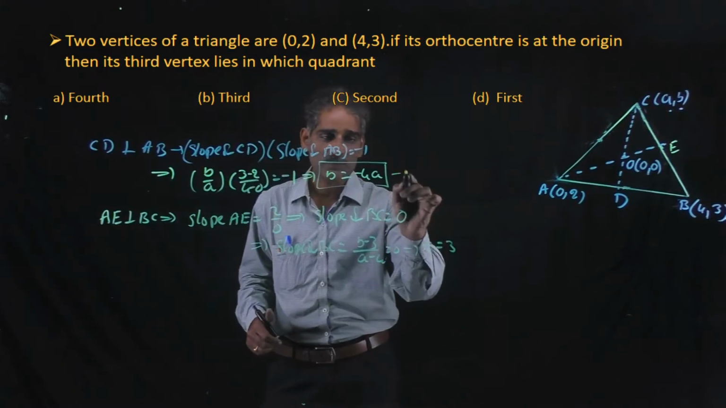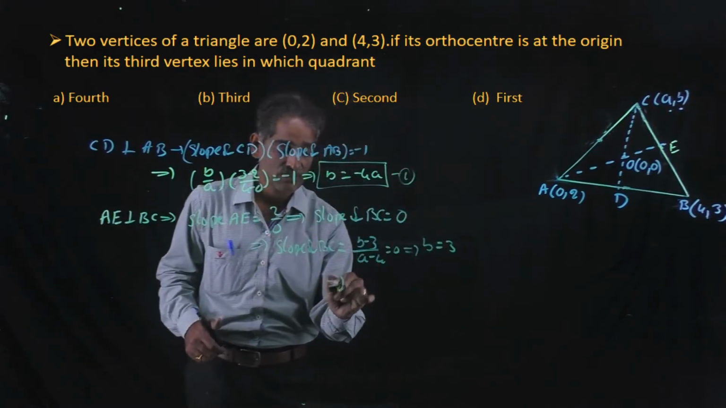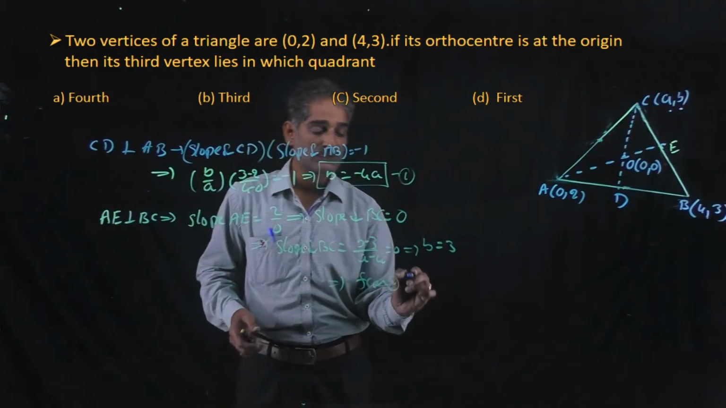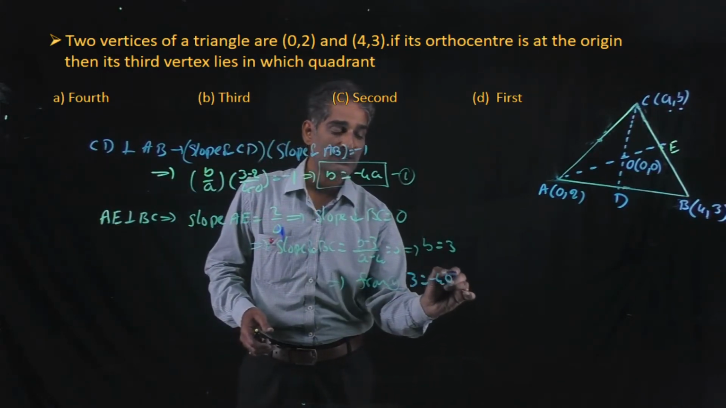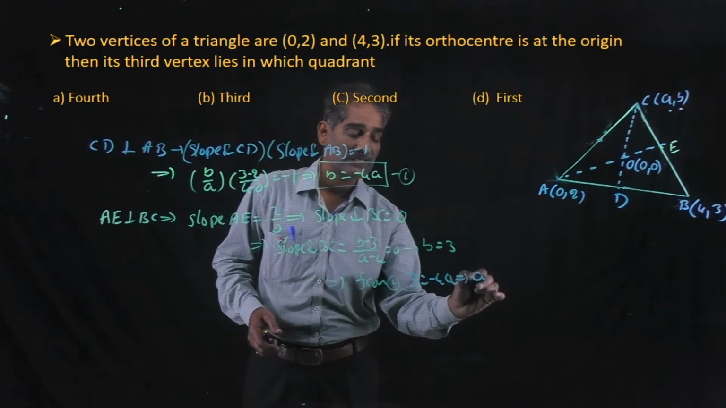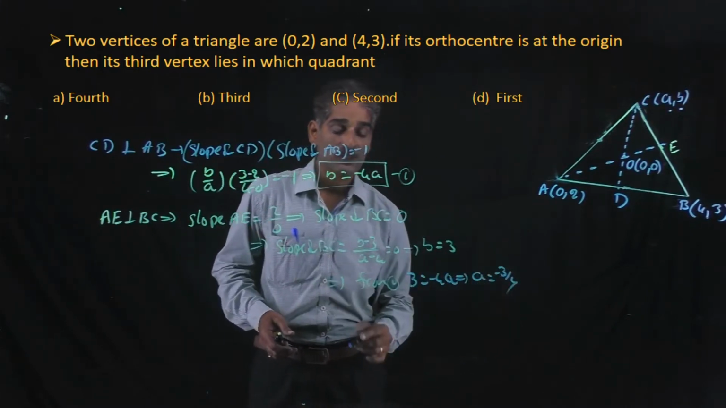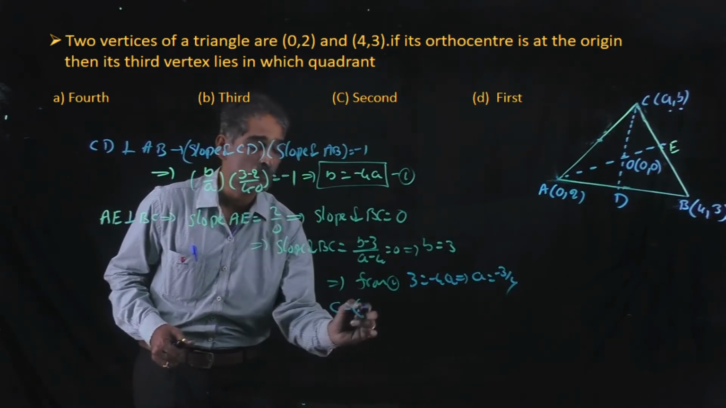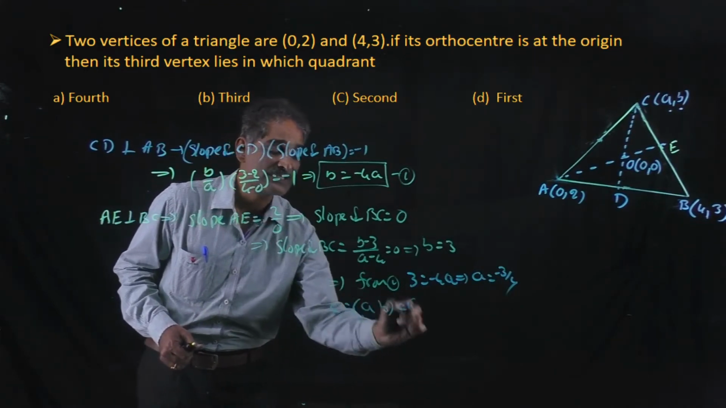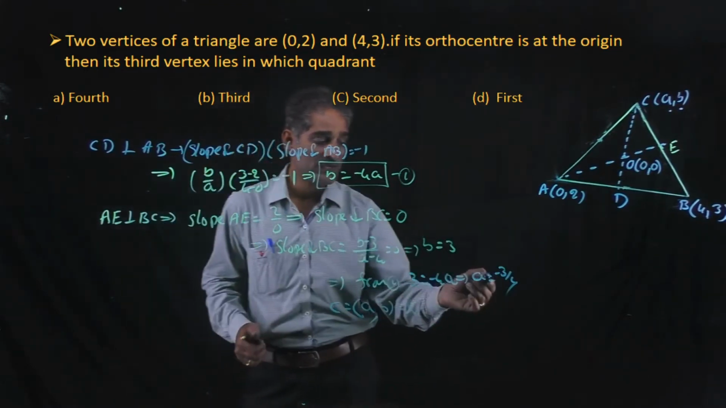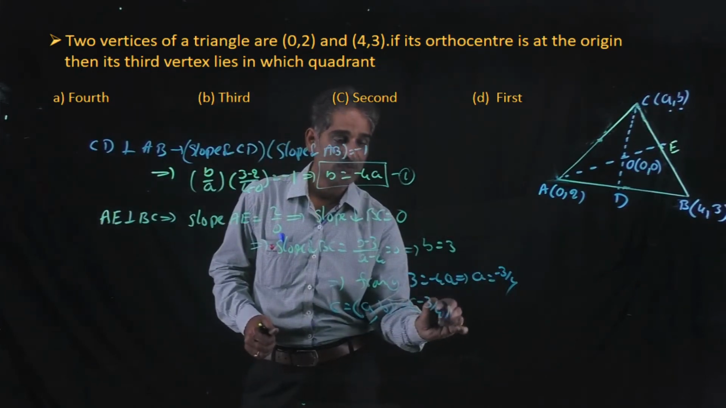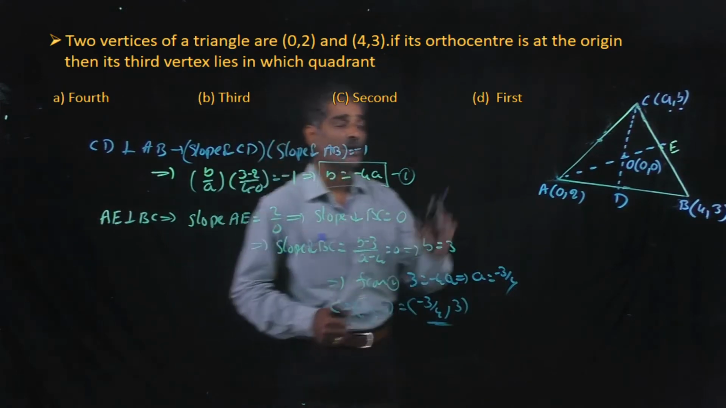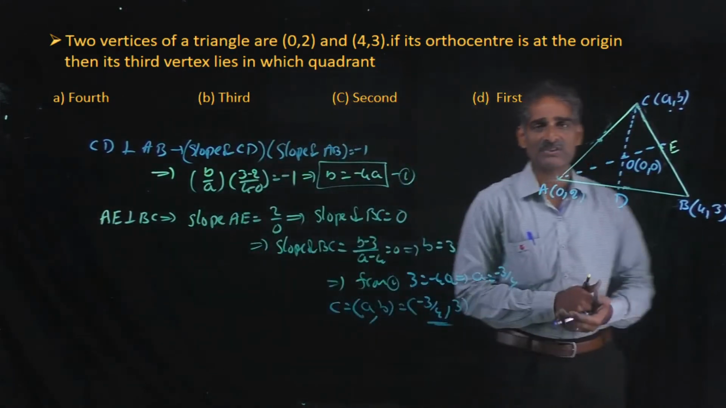So now come to the first one. From equation 1, substitute B equal to 3. 3 equals minus 4A. This implies A is equal to minus 3 by 4. Now the coordinates of the other point C are (A, B), where the value of A is minus 3 by 4 and the value of B is 3. These are the coordinates of the third vertex, in the case where the adjacent vertex is the origin.